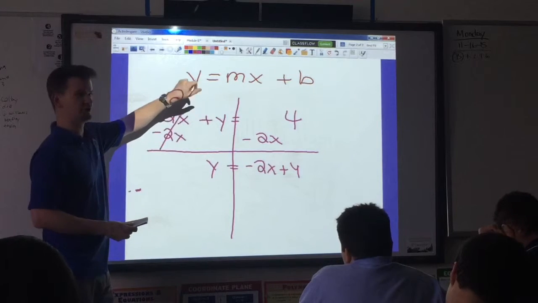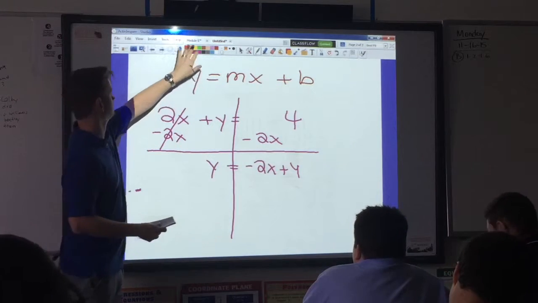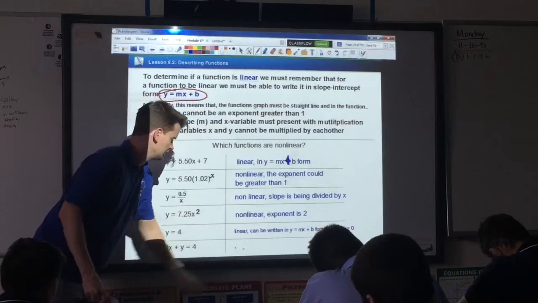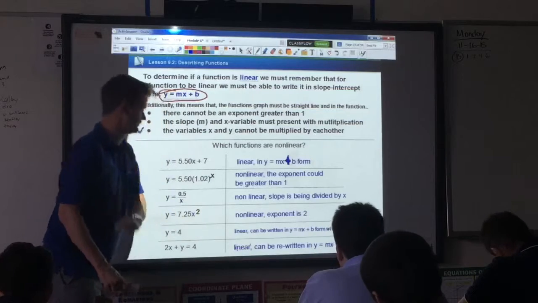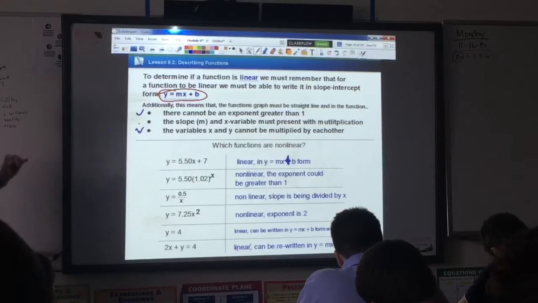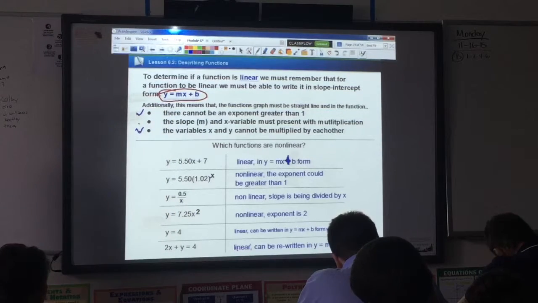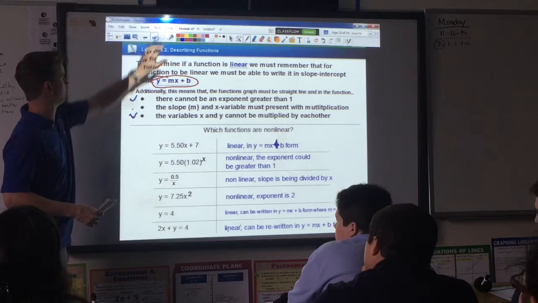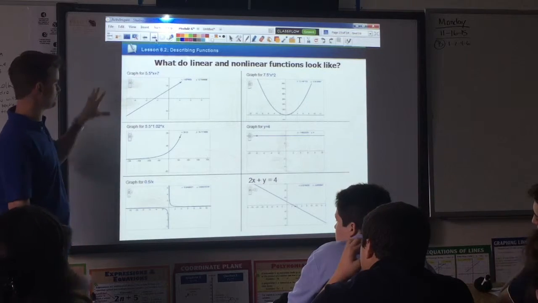But do we agree that this is a linear equation, yes or no? Yes, it is. So this is in fact linear, right there. It can be rewritten into y equals mx plus b form. All right, so does anybody have any questions on this whatsoever? Anybody? All right, so let's see what it looks like when we graph them.